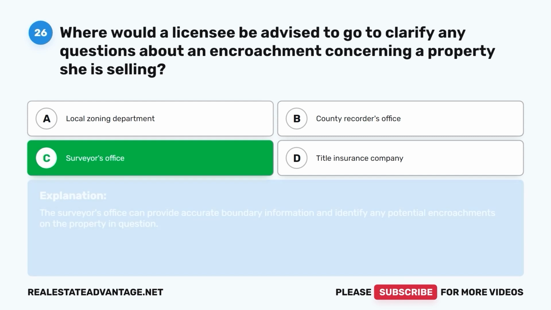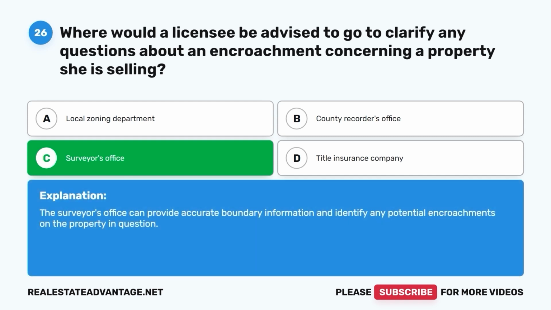Surveyor's office. The surveyor's office can provide accurate boundary information and identify any potential encroachments on the property in question.